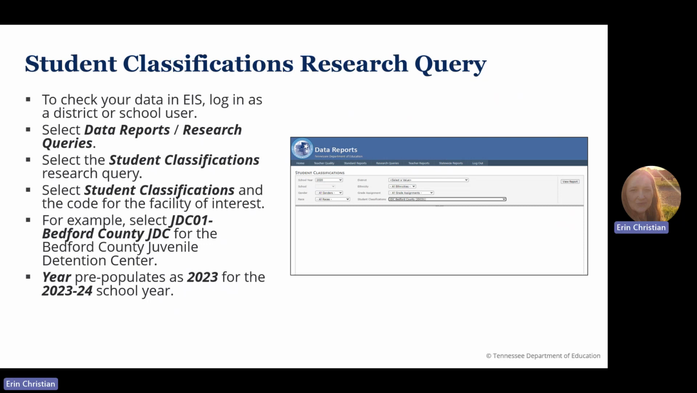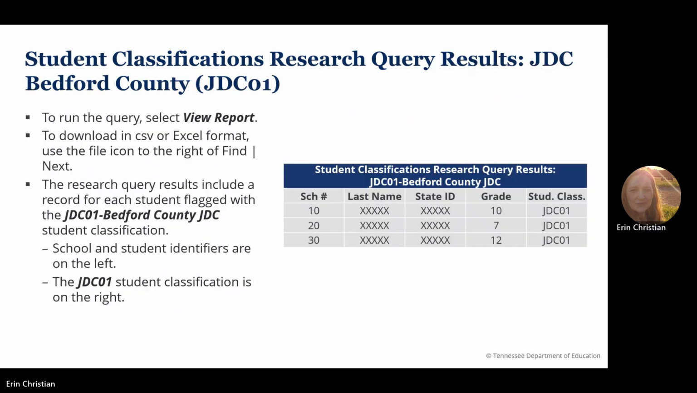Student Classifications Research Query. To check your data in EIS, log in as a district or school user. Select Data Reports, Research Queries. Select the Student Classifications Research Query. Select Student Classifications and the code for the facility of interest. For example, select JDC 01 Bedford County JDC for the Bedford County Juvenile Detention Center. Year pre-populates as 2023 for the 23-24 school year.